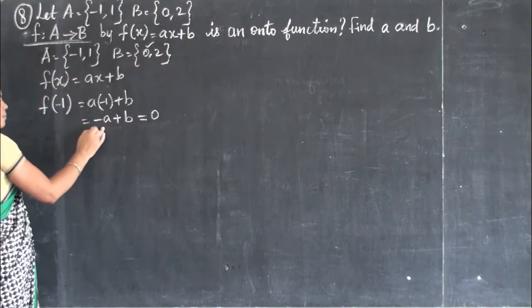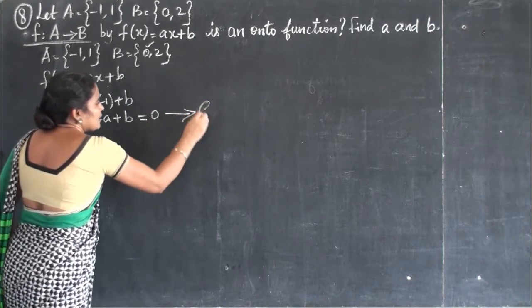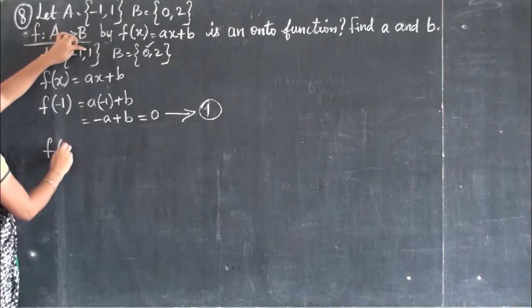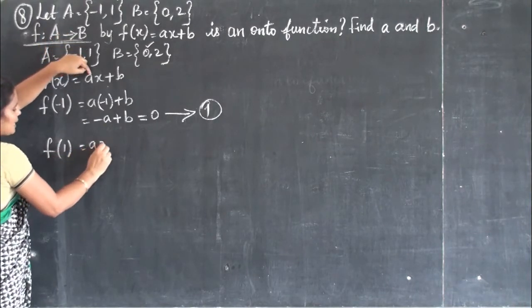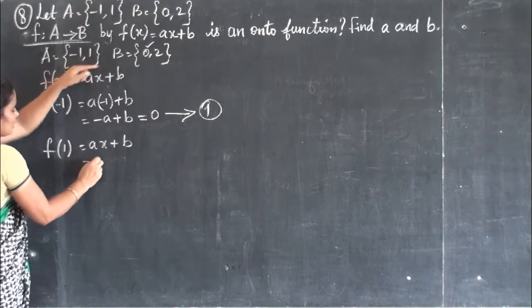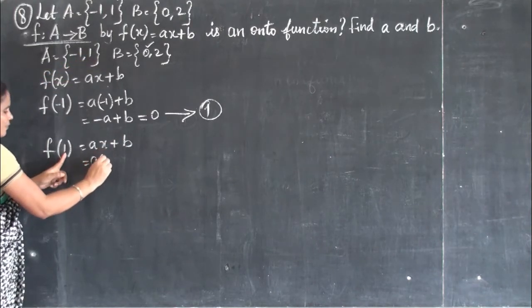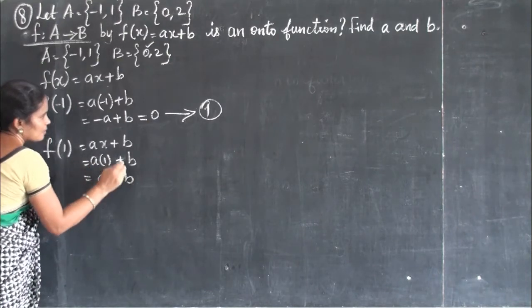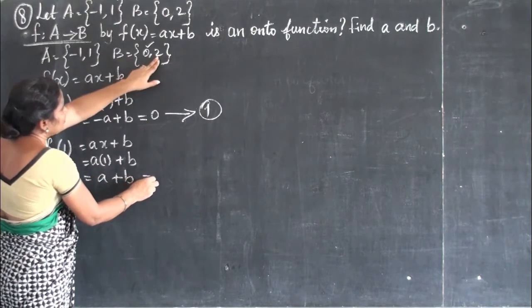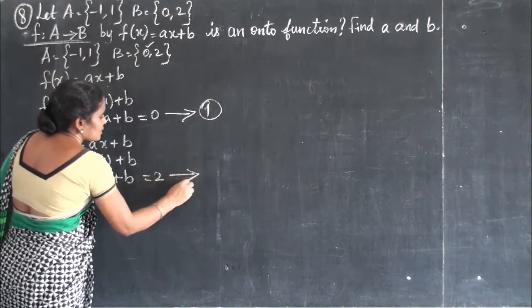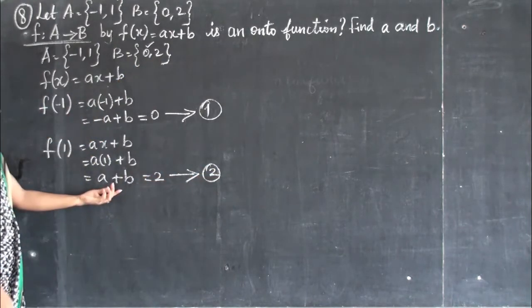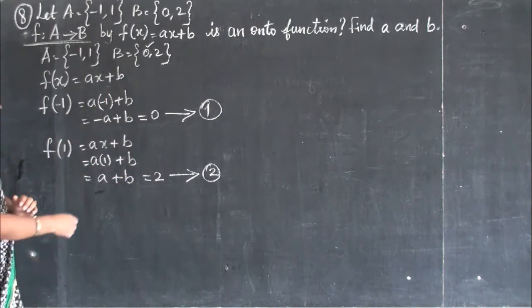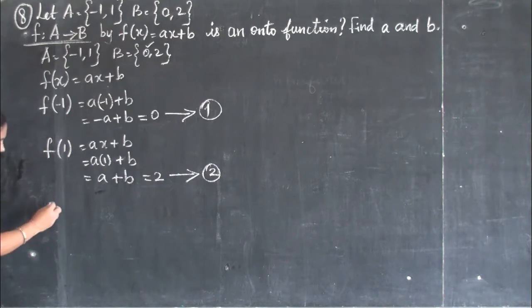So we have two variables, so we can't solve, keep that as the first equation. Next, f of 1 is equal to ax plus b. In the place of x, apply 1. So a into 1 is a plus b, is equal to, this one is 2. Okay, now after getting the first and second equation, it will be very easy for you to find out a and b by using the elimination method.